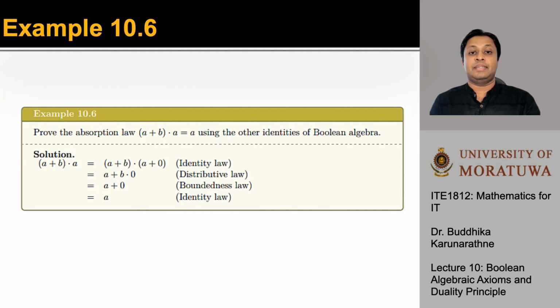In the next step, you can use the boundedness law, in which case the statement becomes a plus 0. And eventually, using the identity law, because a plus 0 is equal to a, the whole statement becomes a. So we have proved that the left hand side, a plus b dot a, is actually equal to a. So how many laws did we use to prove that? Identity law, distributive law, and boundedness law, and eventually the identity law. So this is how you use these laws. You can simplify Boolean algebraic statements, and you can prove Boolean algebraic expressions or statements using these laws provided.